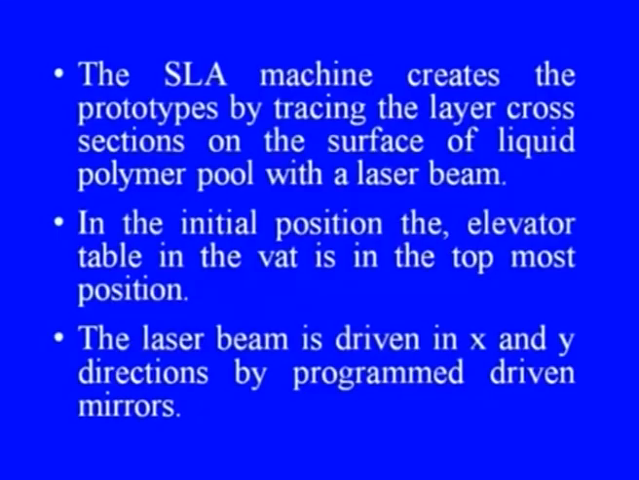The SLA machine creates the prototypes by tracing the layer cross sections on the surface of the liquid polymer pool with a laser beam. In the initial position, the elevator table in the vat is in the topmost position. The laser beam is driven in x and y directions by programmed driven mirrors.